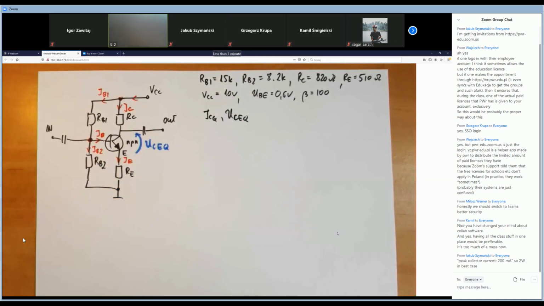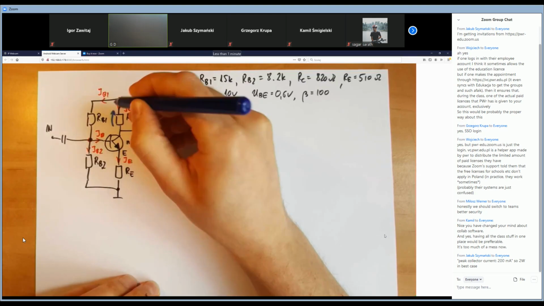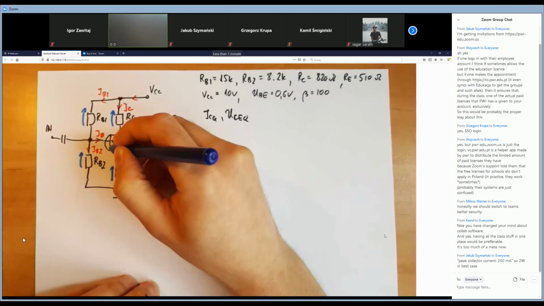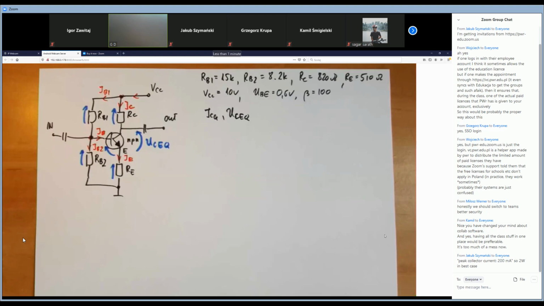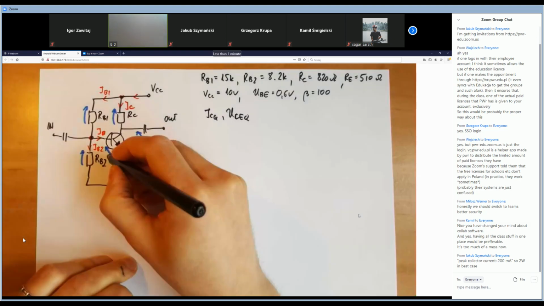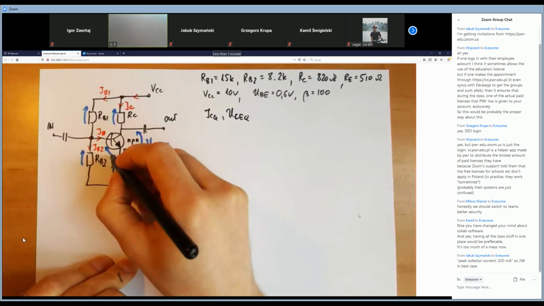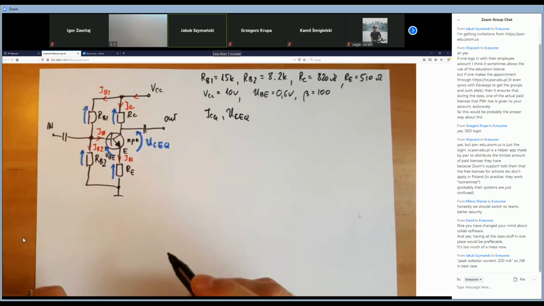All right, so now let's draw the voltage drops on any components here. And we've got here what? This is the UBE voltage drop here. UBE.